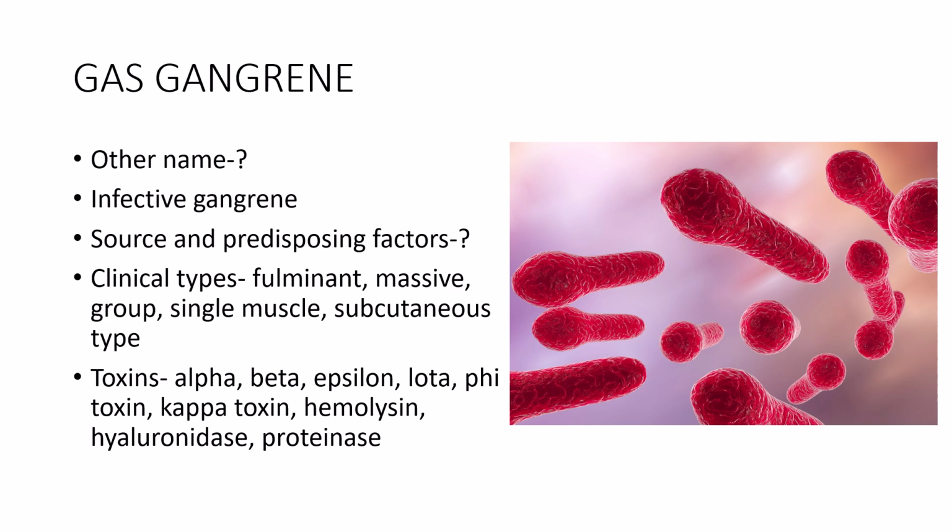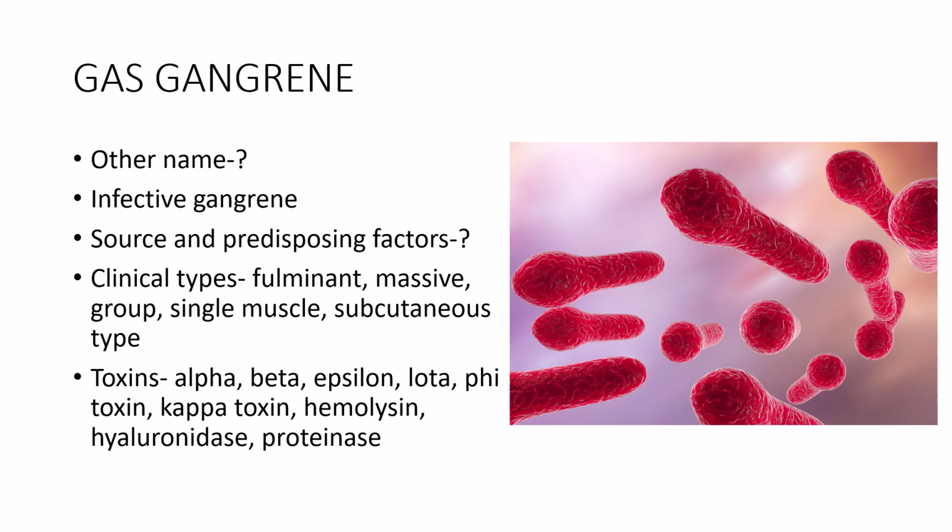So what are the source and the predisposing factors? We have learned it in microbiology. Usually the source is contaminated or manured or cultivated soils, and the intestines are also sources of it. Most commonly we find this in crush wounds following road traffic accidents, after amputations, ischemic limbs, gunshot wounds, and we find it in war wounds.